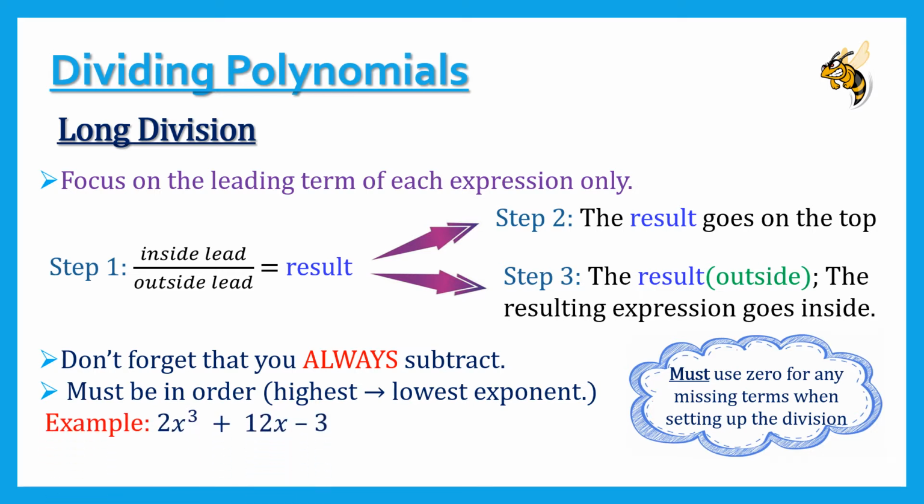Example, 2x cubed plus 12x minus 3. It needs to be in order, so if we start off with x cubed, the next one should be x squared, then the next one should be x, and then the next one should be no x. So we are missing the x squared. So when you set it up, you should have it as 2x cubed plus 0x squared plus 12x minus 3.